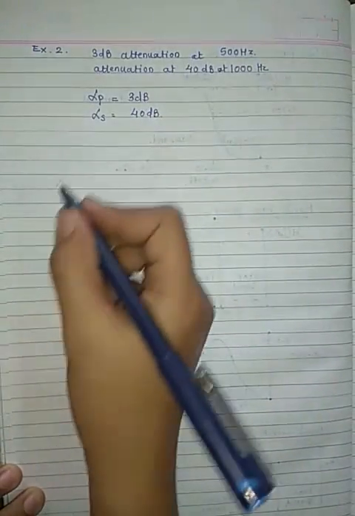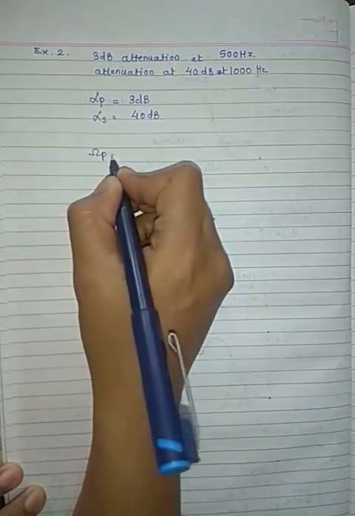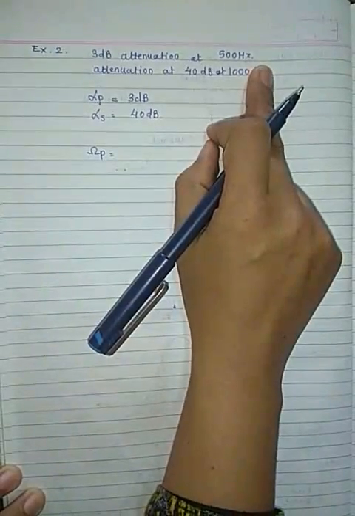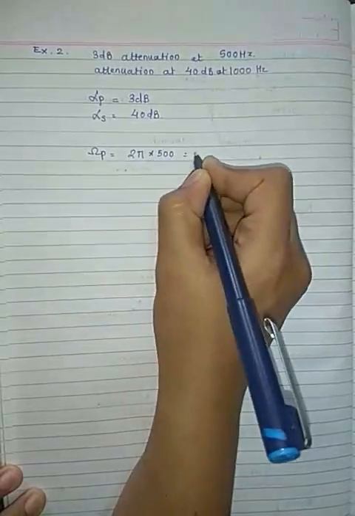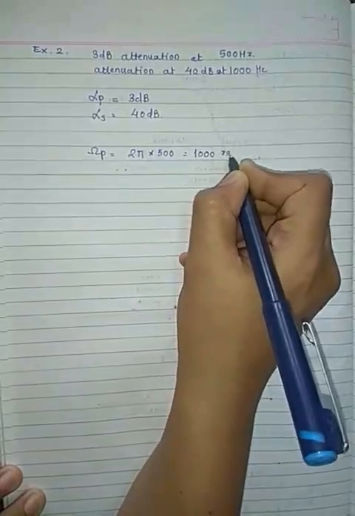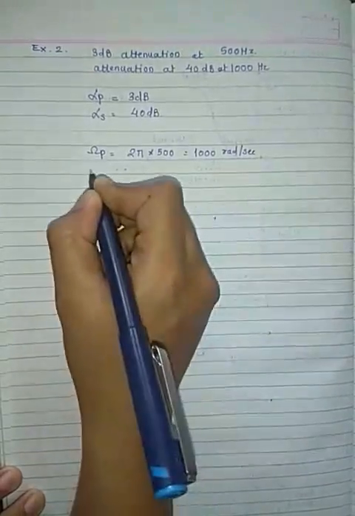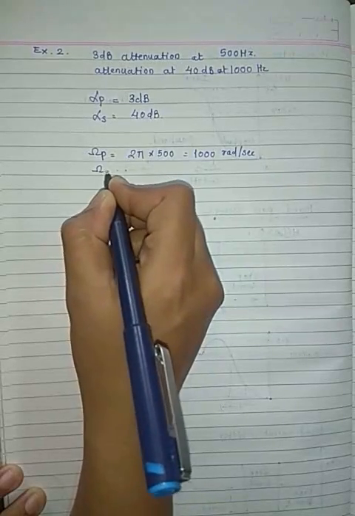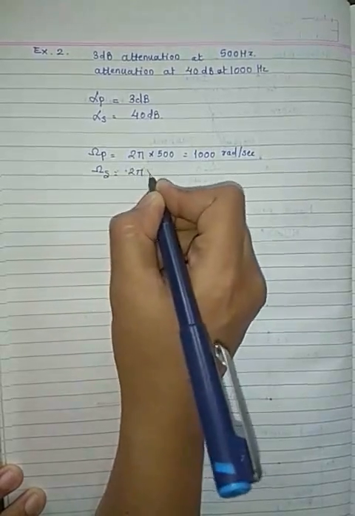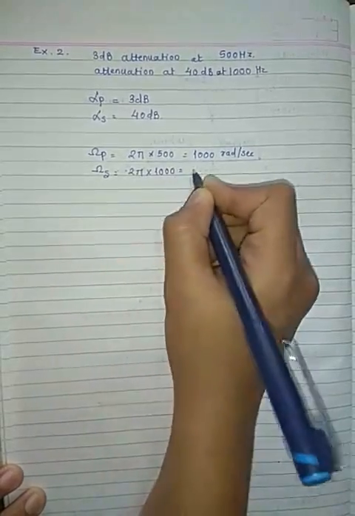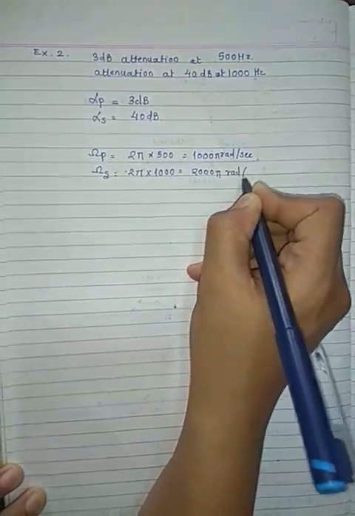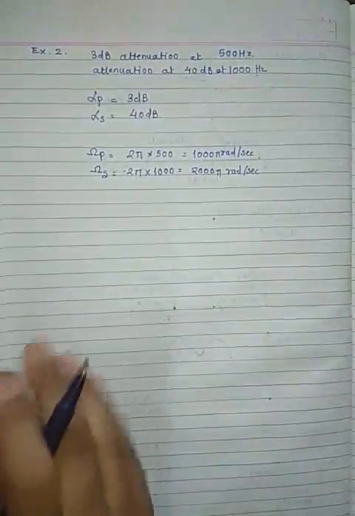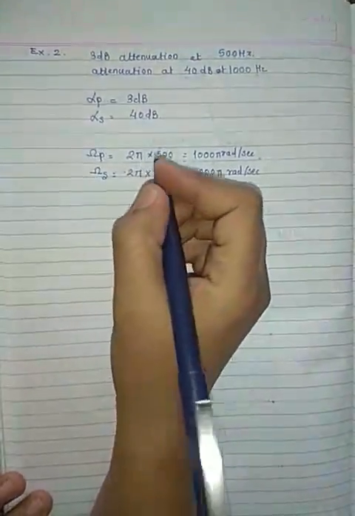Omega p is provided, which is at 500 Hz. We have to convert it into radians per second, so it will be 2 pi into 500, which is 1000 pi radians per second. In a similar manner, we have to find omega s, which is 2 pi into 1000, which is 2000 pi radians per second.